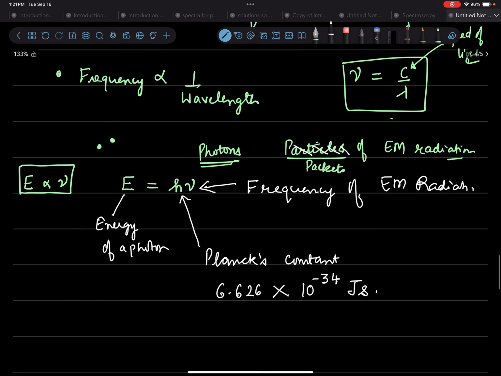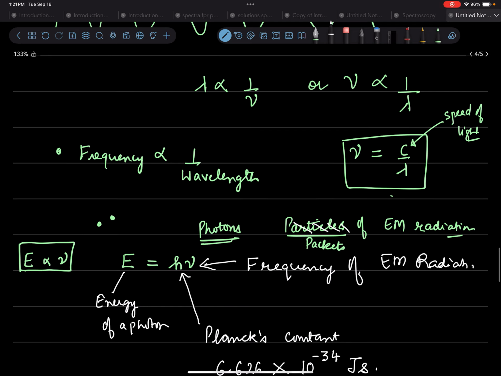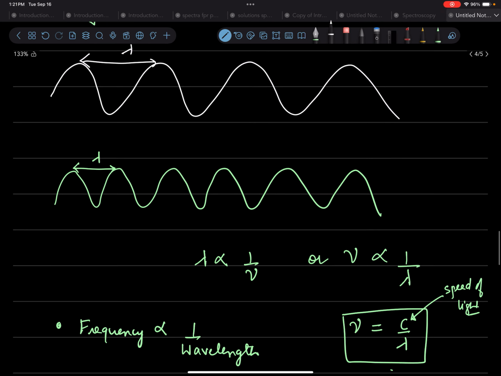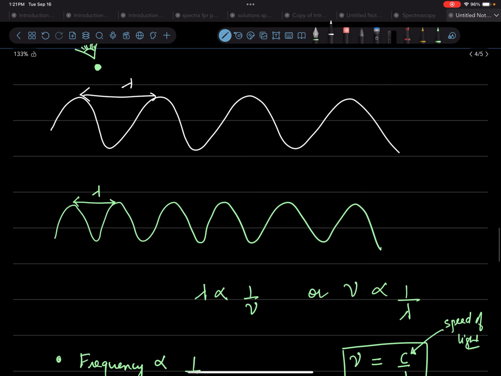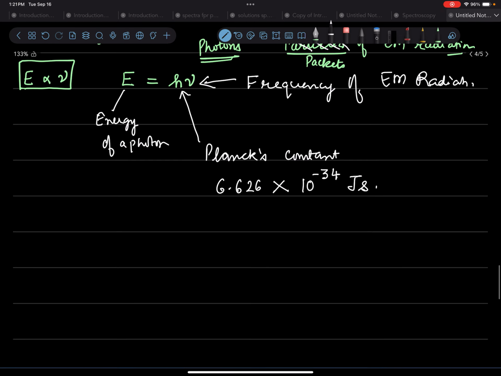Right? Because frequency is how many times the wave passes in 1 second. So its units are second inverse. The units of frequency are second inverse. Units of Planck's constant are joule second.